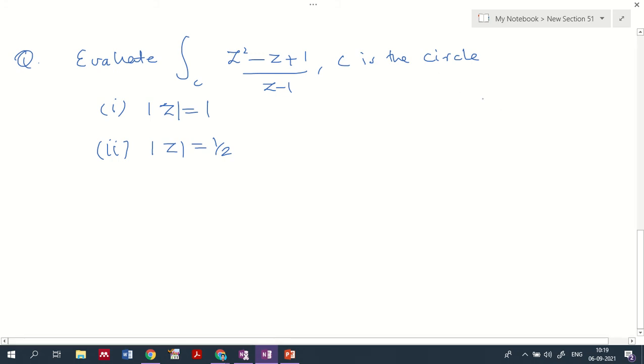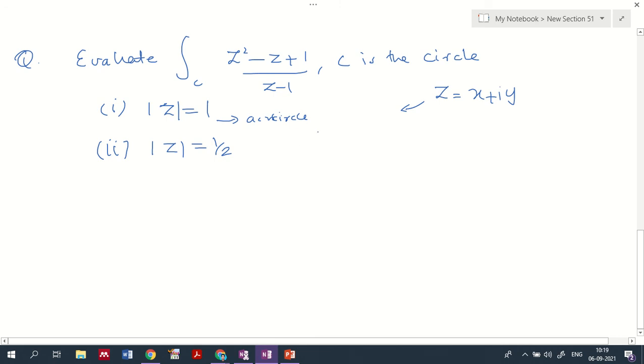So the given curve is basically a circle. That is already given in the representation, or you can also identify whether the curve is a circle or not. Mod z equal to 1 represents a circle, and similarly mod z equal to 1 by 2 also represents a circle. We know that z is equal to x plus iy, so we obtain a phase trajectory with respect to x and y, and the complex number traces a circle here.